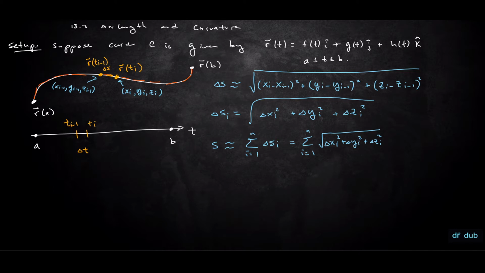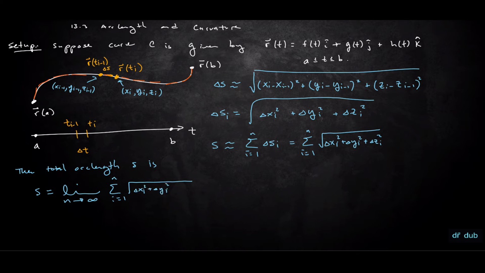So then the total arc length, you probably see where we're going. The total arc length s is s equals the limit as n goes to infinity of the summation i equals 1 to n of the square root of delta x i squared plus delta y i squared plus delta z i squared.